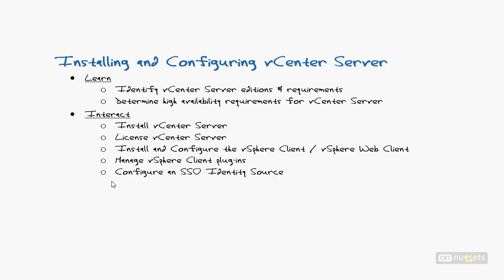We have talked about the installation and configuration of vCenter server, both from the very high level perspective of additions and requirements and HA requirements as we go through our design activities, all the way down into some of the low level things like installing vCenter server, setting up some of the licensing, installing and configuring the vSphere client and the web client, taking a look at those client plugins, and then also dealing with the SSO identity sources and that very important task of setting up those initial Active Directory focused permissions.